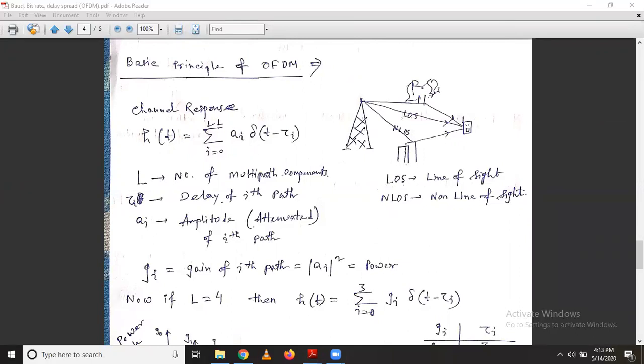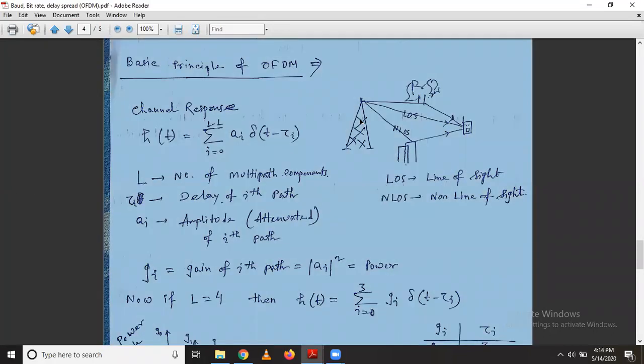As I told, OFDM is used totally in wireless communication. That is why first we have shown here some BTS, some tower. This is a mobile phone, and some signal is coming directly to the mobile phone from the tower, and some signal is coming via some obstacles. This is the line of sight communication, LOS, and these obstructed signals are non-line of sight communication. All the signals are coming at the mobile phone.